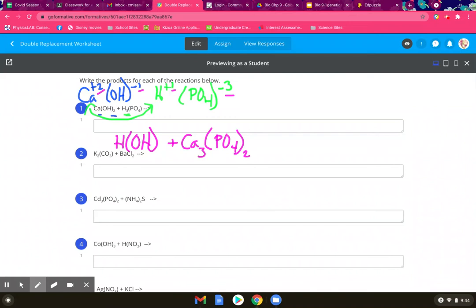So then, on this one I didn't make you balance, but you could go back and balance. One more thing. Remember that HOH is water. You can leave it like that, or you can write H2O. I don't care. But remember, if you see H2O written here, break it down as H and OH.